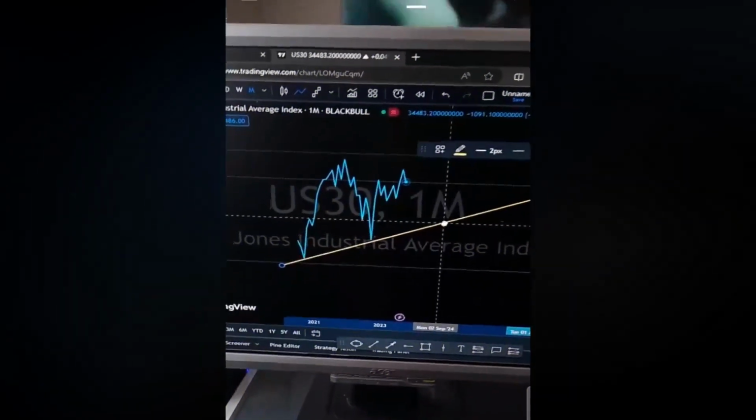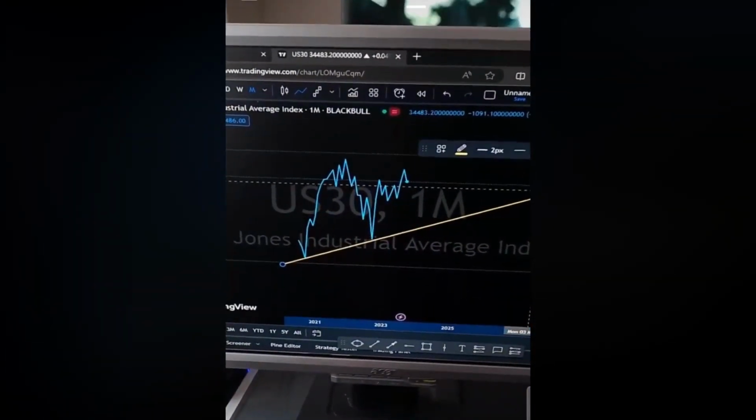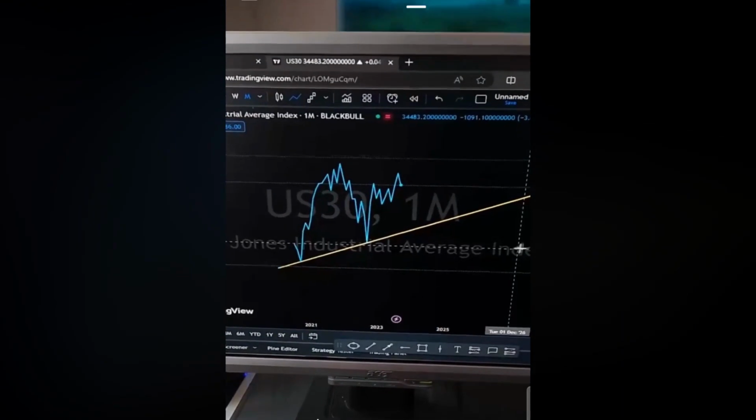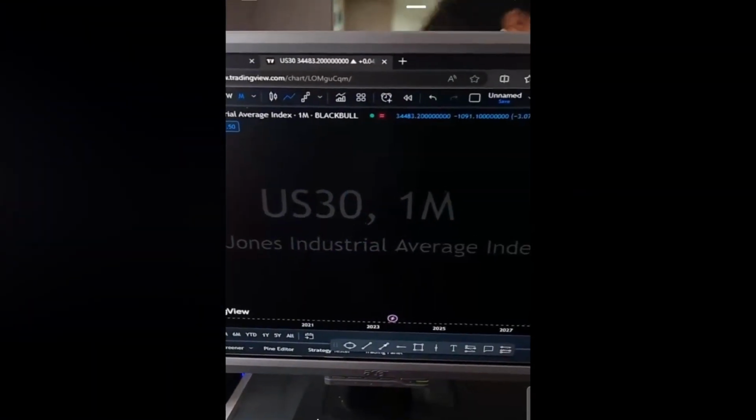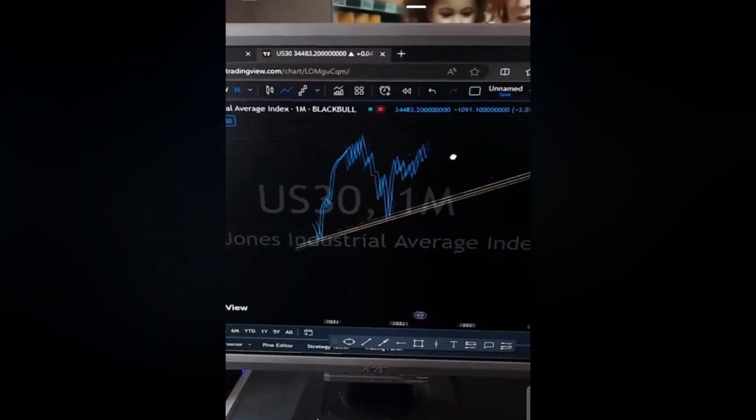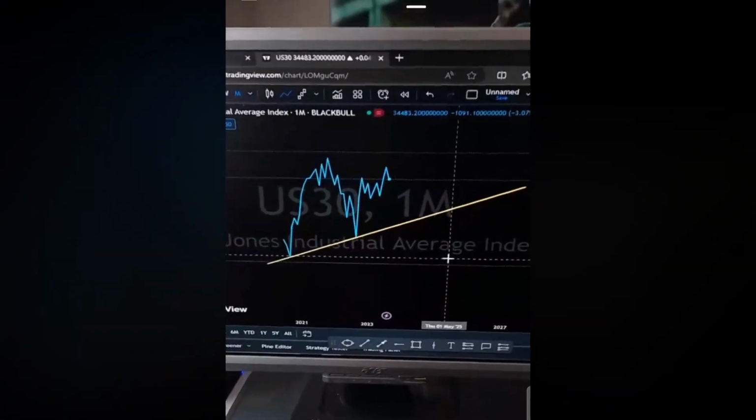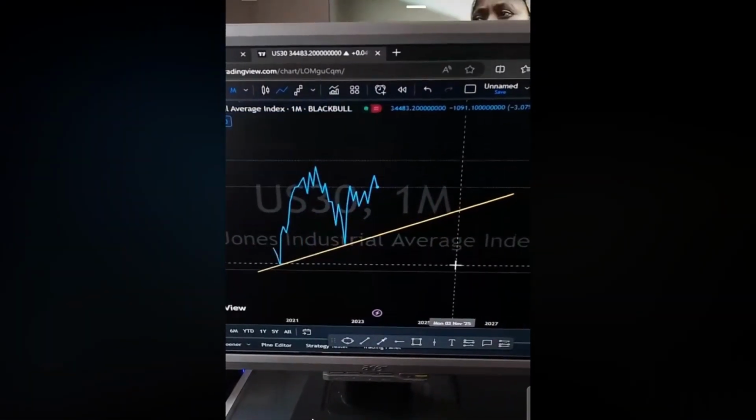What's the overall market structure of a pair? So you go to the highest time frame. So we went to our 1M, our monthly chart, right? Monthly chart, that's the first thing first.